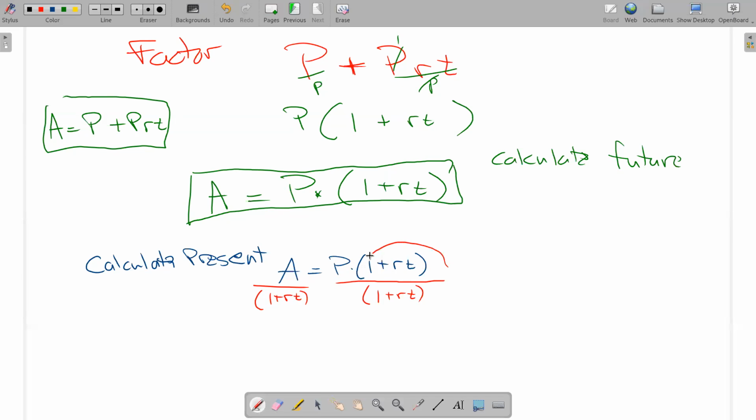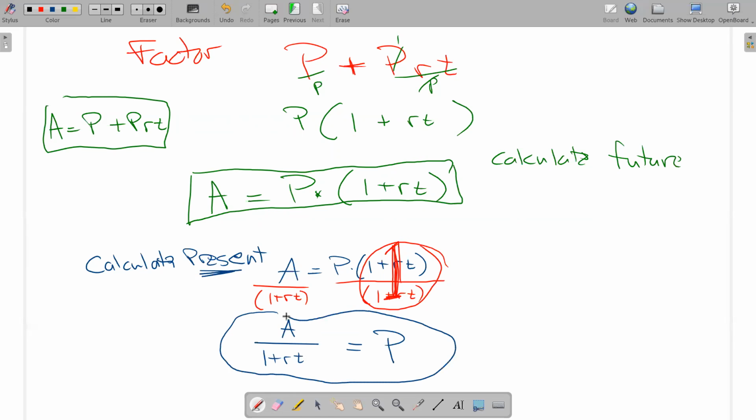Now here I have a number divided by itself, and a number divided by itself is just 1. 1 times P, well, 1 times anything is itself, so it's just P. I did it, I got that formula. P equals A over 1 plus RT. Because my fraction's stacked, I don't really need the parentheses, I can get by without them. So I have this new formula that calculates the present given a future amount, a rate, and a time.